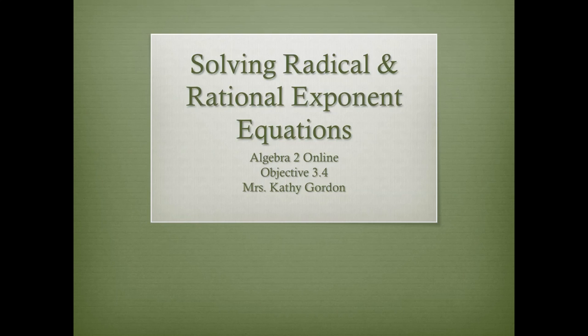Objective 3.4, solving radical and rational exponent equations. So last lesson we looked at graphing the square root and cube root, which are the most common radical functions that we will be graphing in this class. Now we want to take a more algebraic approach, and we want to look at how we solve equations that have radicals or rational exponents in them.